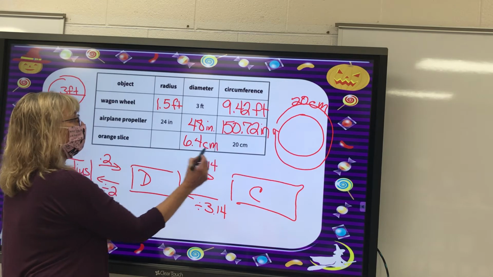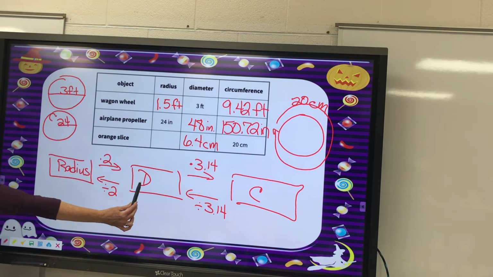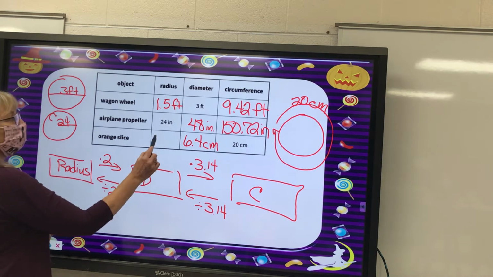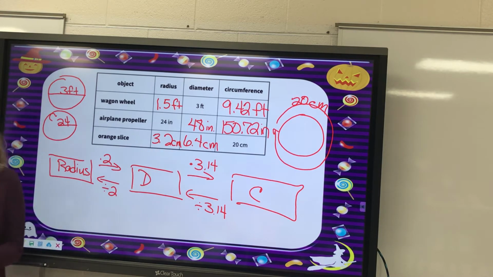Centimeters. Now, how do we find the radius? We're right here at diameter. What do we do to the diameter to get the radius? Divide by 2, which is 3.2 feet. I mean centimeters. Okay?